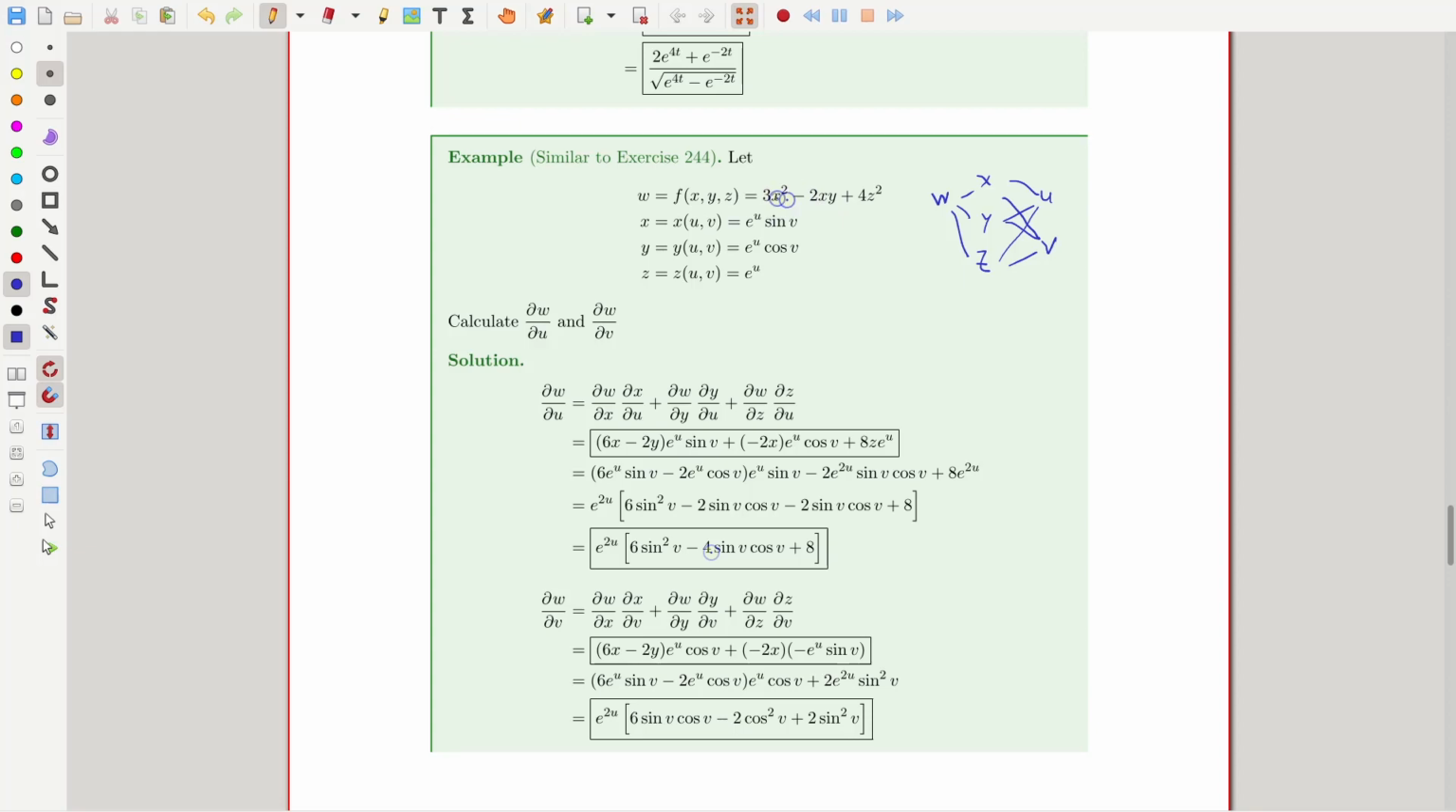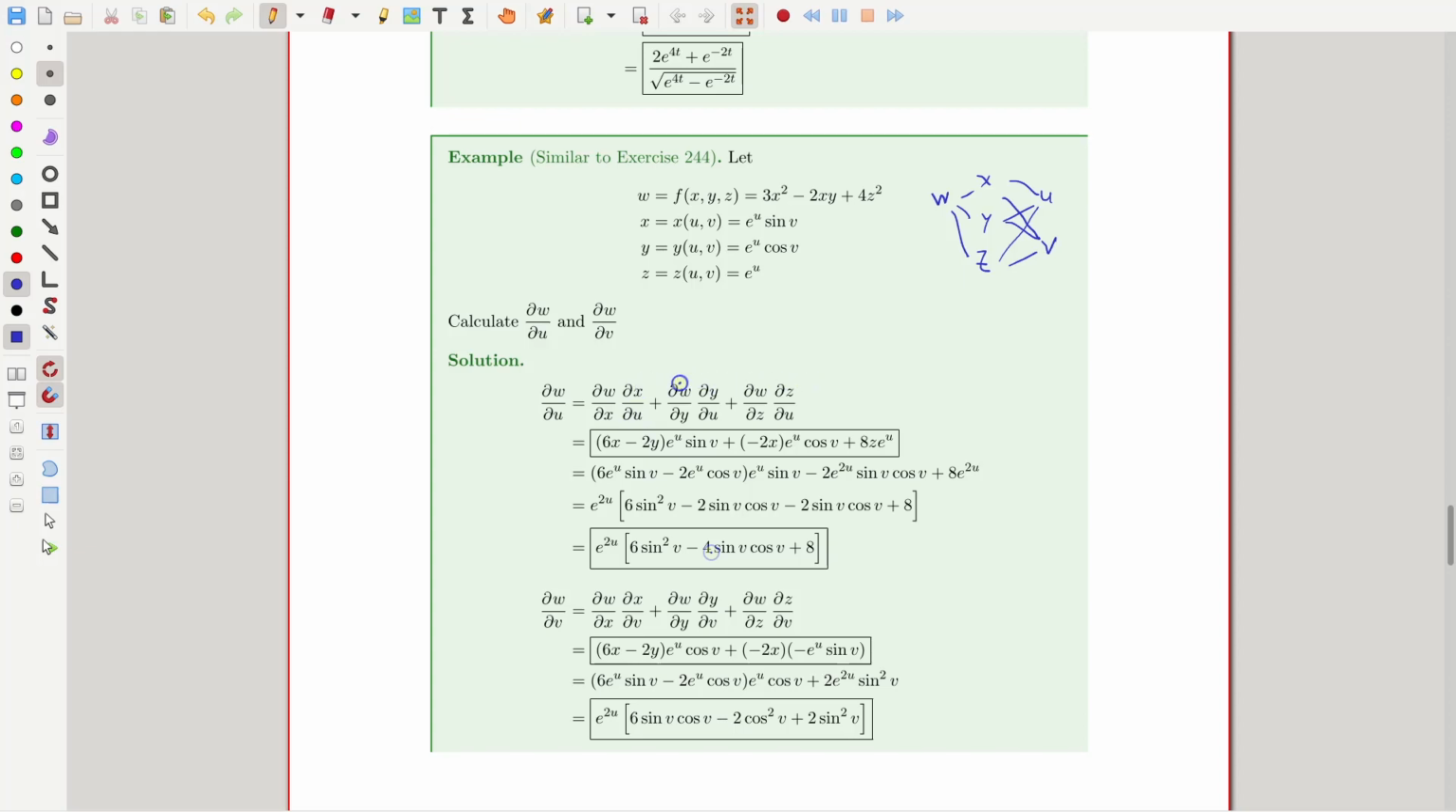dw dy is minus 2x. It only contributes from this term. Or the only term that contributes is this one. And then dw dz is going to be only this term. It's going to be 8z. So you have that. And then computing the other partial derivatives that you need, let's see.